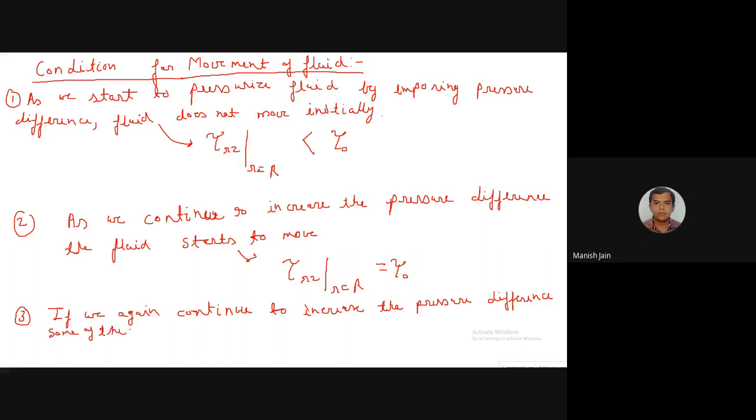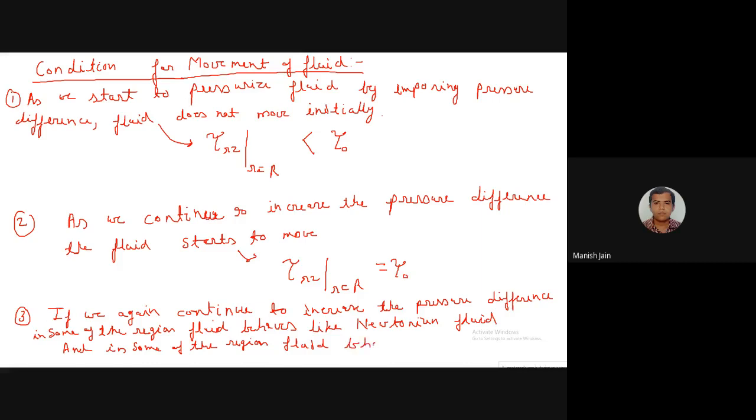In some region the fluid behaves like a Newtonian fluid, and in some region the fluid behaves like solid material. The combination of both is the Bingham fluid, like a solid material.